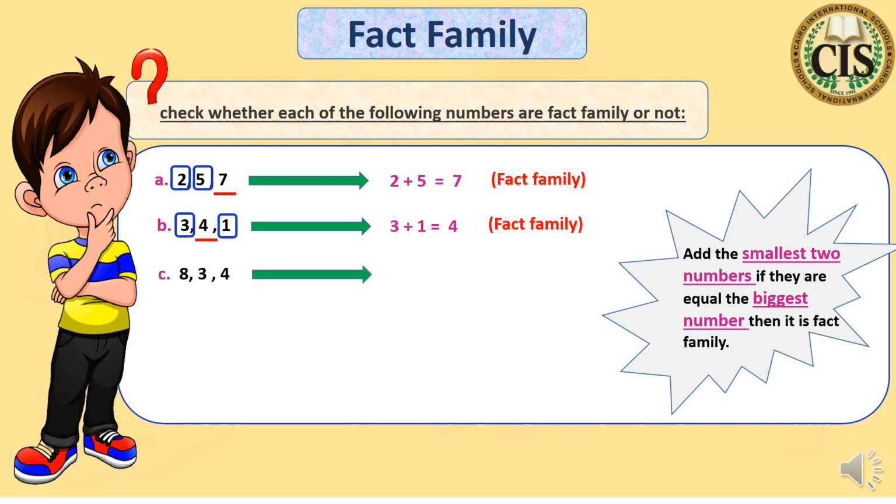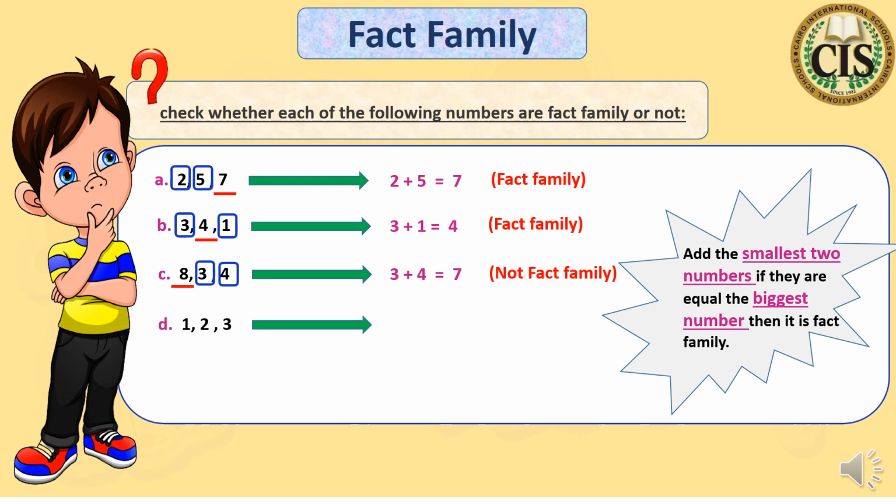The next question, 8, 3, and 4. Look carefully to pick the smallest 2 numbers. The smallest 2 numbers are 3 and 4. Can you add them together? 3 plus 4 equals what? 3 plus 4 equals 7. Yeah, not equal to the biggest number, not equal to 8. So 8, 3, and 4 cannot form a fact family. 8, 3, and 4 not a fact family.